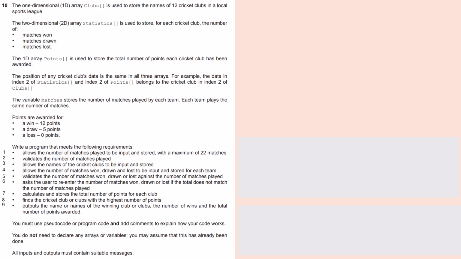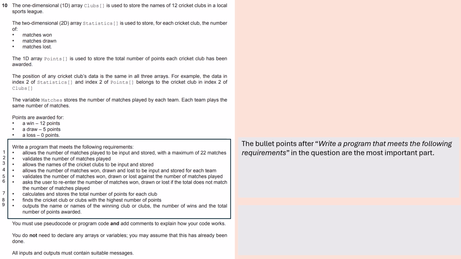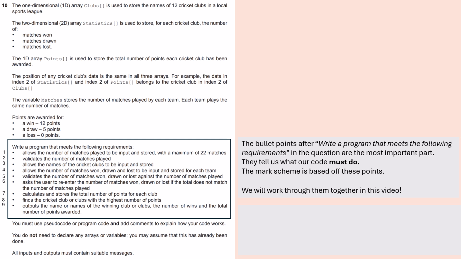Okay, so moving on. Now, this is the important information here. So I put a box around this. We've got 9 bullet points underneath. Write a program that meets the following requirements. The bullet points after that in the question are the most important part. They tell us what our code has to do. Our code has to meet each of these bullet points, and that's what this video will work through, each bullet point in turn, and give you some ideas of how to approach the question. The mark scheme is based off these points. So if you're missing any of this functionality, then it's going to cost you marks. And we're going to work through them all in this video.